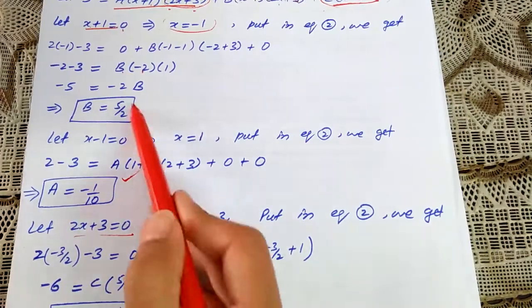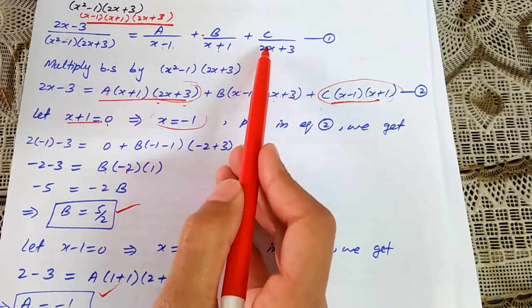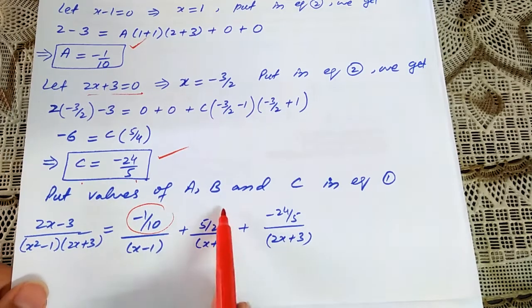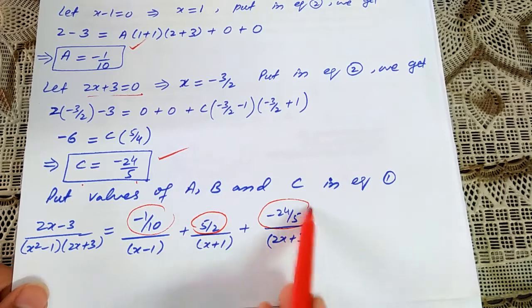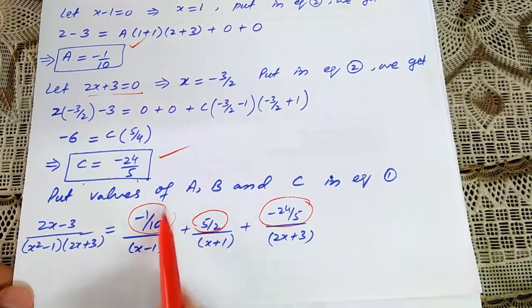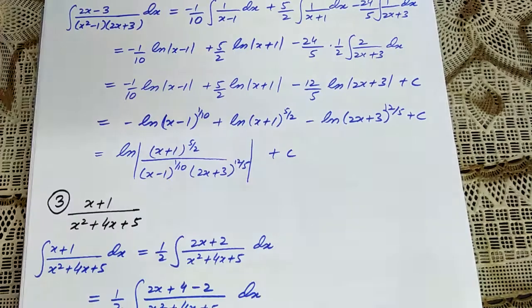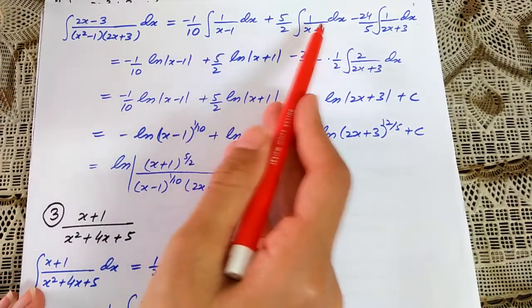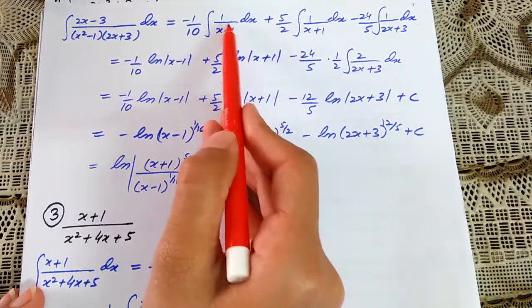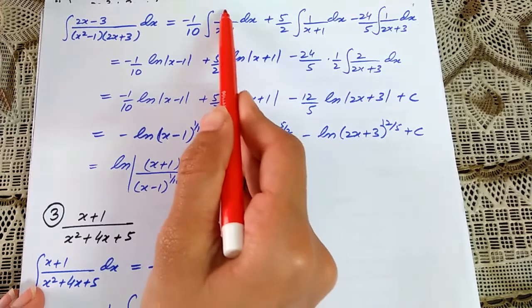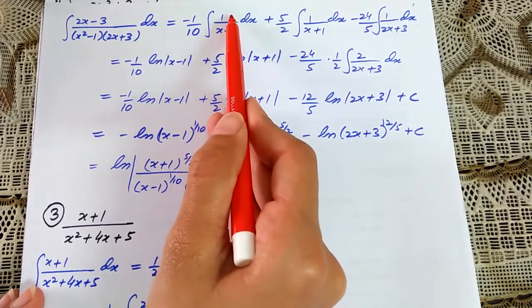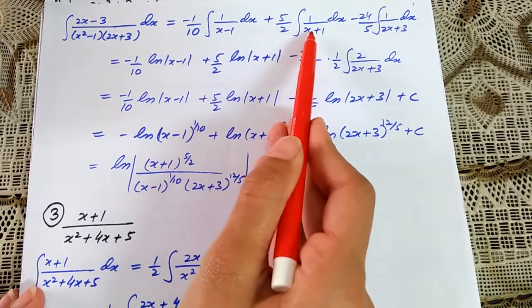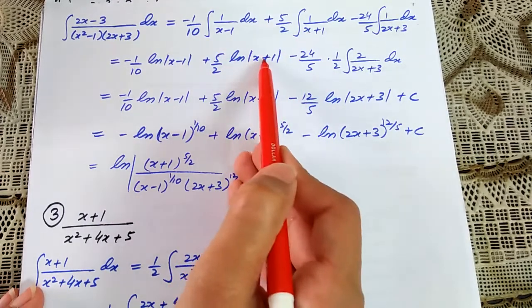Just replace a, b and c in this equation number 1. I will get, in place of a, minus 1 over 10, in place of b, the b value, and in place of c, the c value. Now integrating both sides. After applying the integration on both sides and taking the constant coefficients outside, I will get this. Now x minus 1 has the differentiation 1 present here in the numerator, so it will have the integration ln x minus 1. The same case will be here, ln x plus 1.